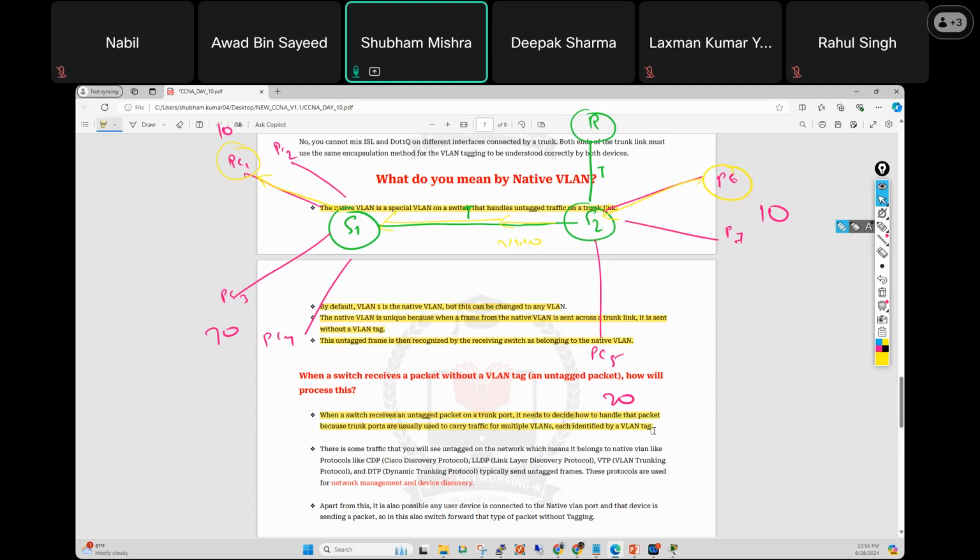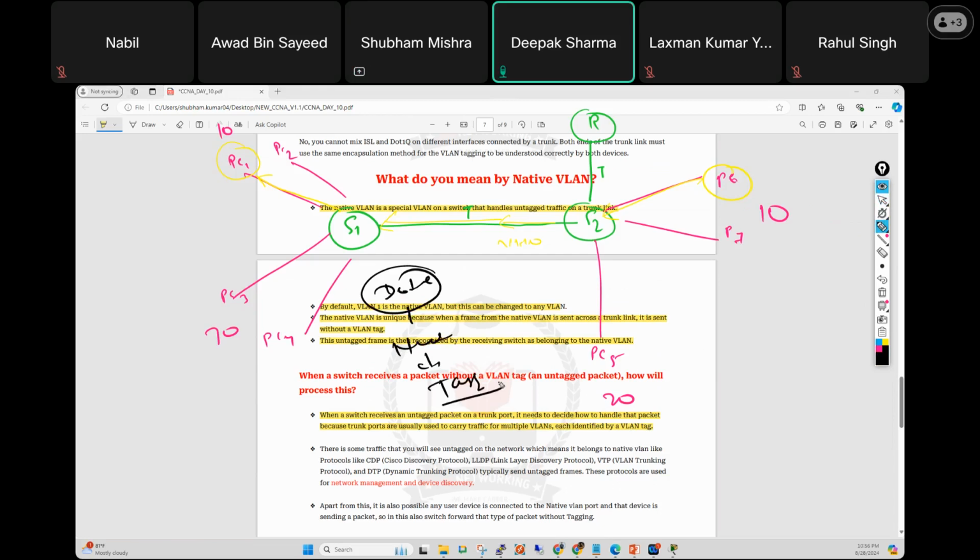Native VLAN is a special type of VLAN, and .1q is the encapsulation protocol that supports the native VLAN. It means for the native VLAN, .1q does not perform any type of tagging. Again, please remember like this: if any VLAN belongs to the native VLAN, .1q does not perform tagging. Getting my point, everyone? But ISL performs tagging.